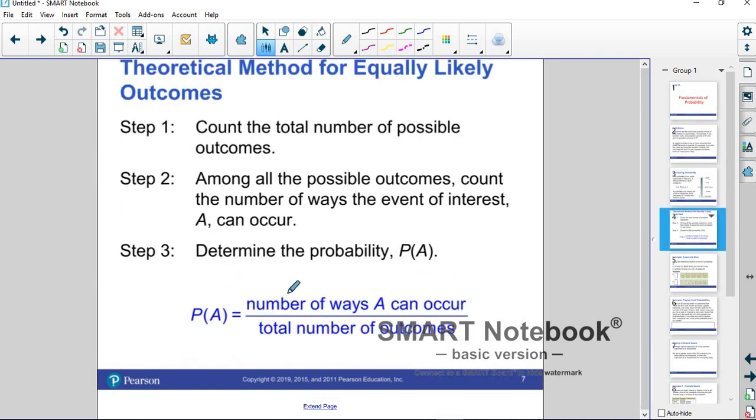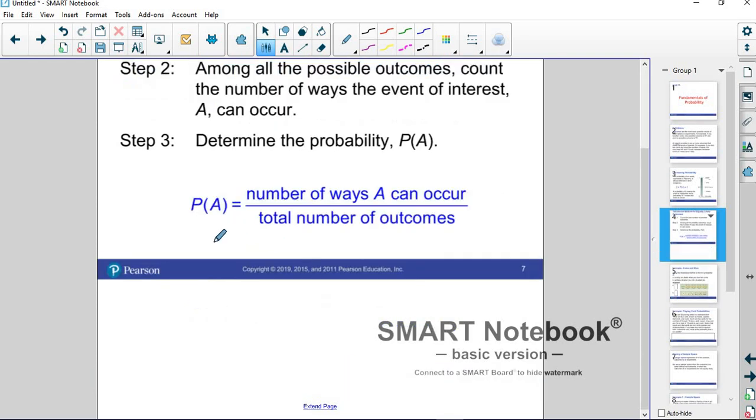Probability is simply a ratio of the number of ways that A can occur, where A is the event you're looking for, the event of interest, divided by the total number of possible outcomes, right? So it's the number of ways that you can get what you are interested in divided by the number of different possible outcomes totally. Okay, now this is if they're equally likely. If they're not equally likely, then we have to do some maneuvering to get there. So the idea of probability is very, very simple.